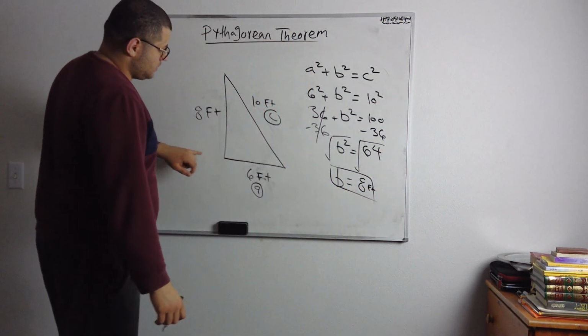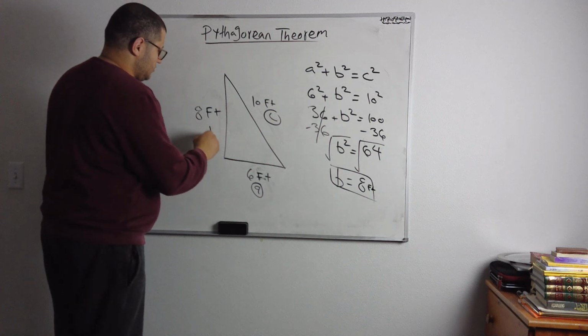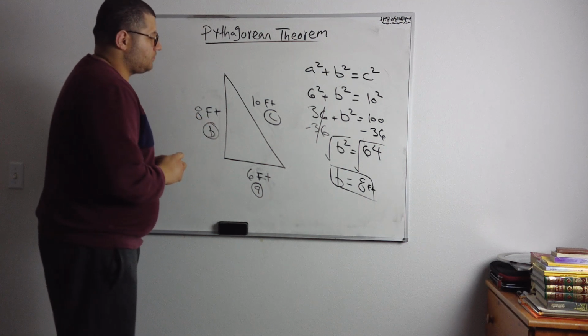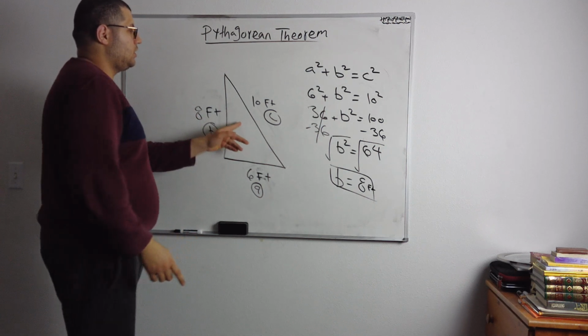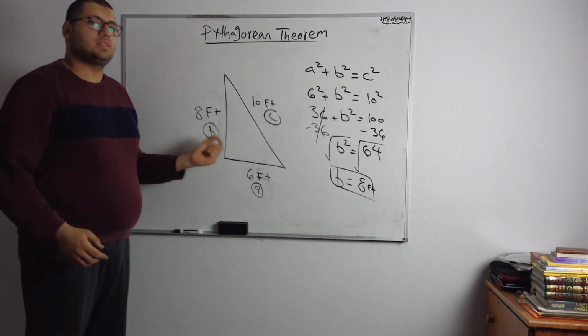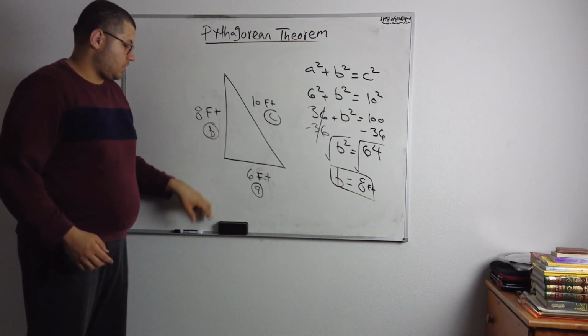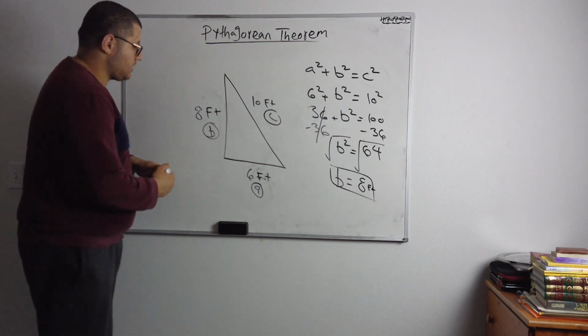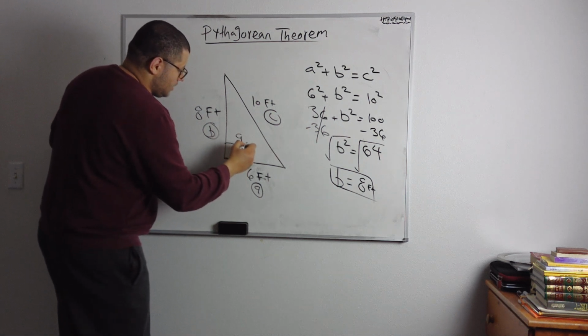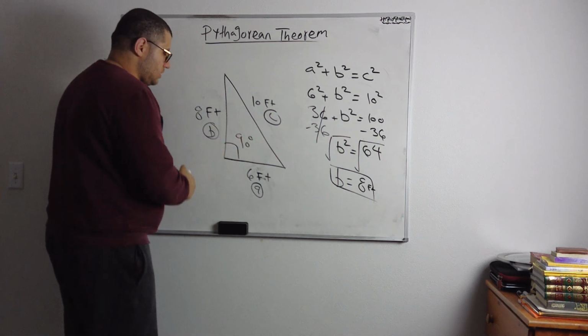Okay? This is B. So this is how we use the Pythagorean theorem to find the missing side in a right triangle. Remember, a right triangle. This has to be a 90-degree angle. It only works with a right triangle.